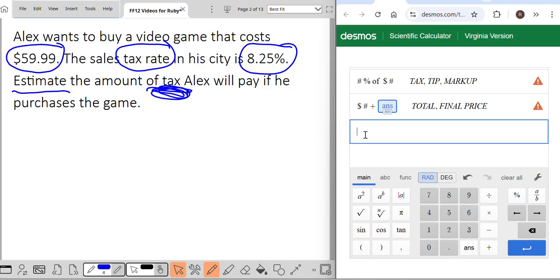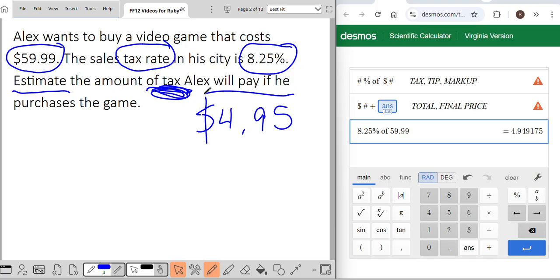Well, we're going to do it two ways. First way is we're going to do it exactly the way the problem says. Now, we have to remember, though, it's telling us to estimate. So this isn't going to be exactly what it wants, but it's going to get us awfully close. And they want to know what the tax is. So right here, the real tax is going to be $4.95. Okay?